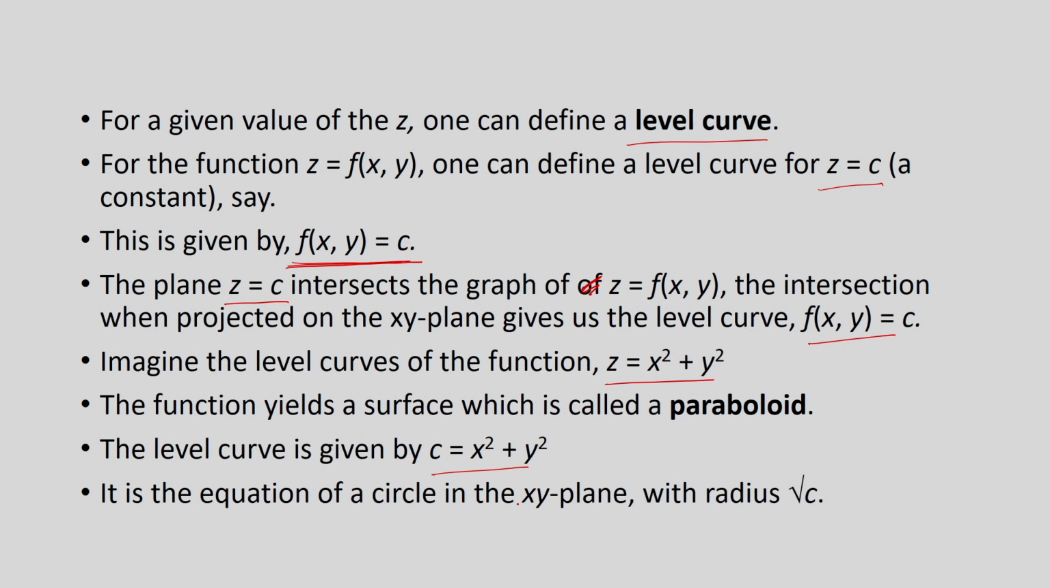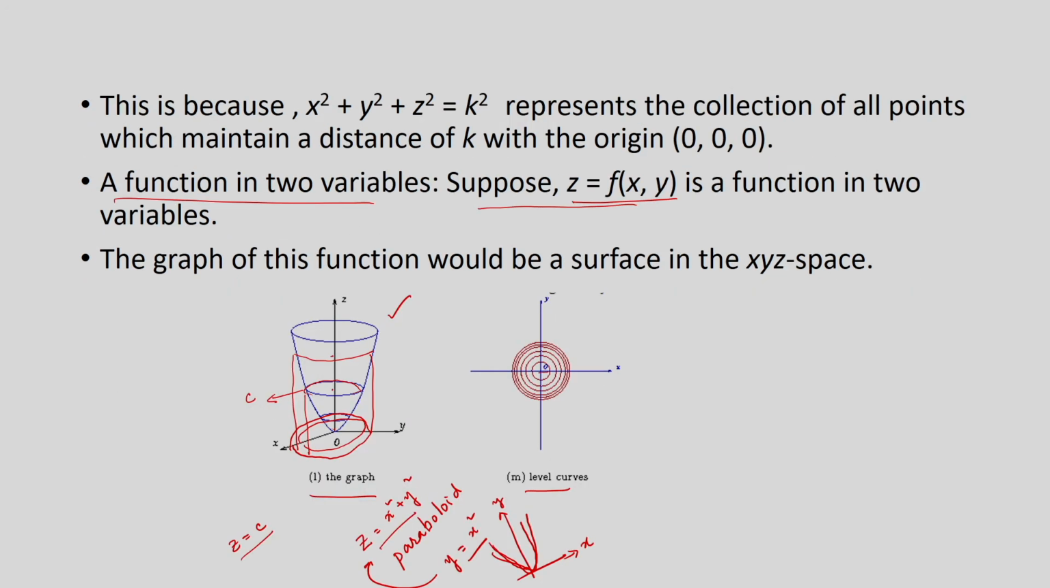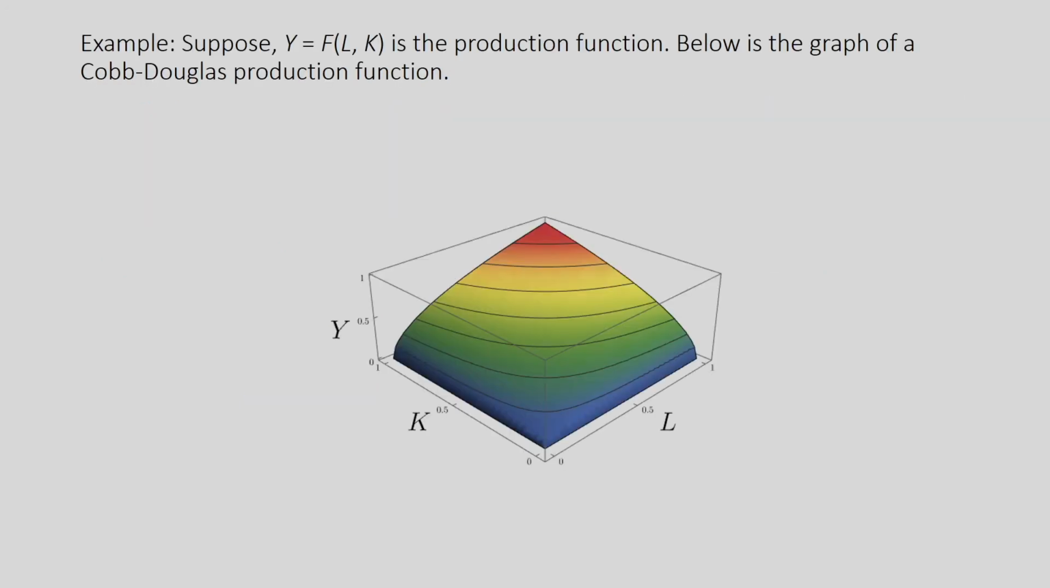And what is the radius? The radius is root over c. As c is rising, you have different sorts of level curves. This was a general discussion about level curves. Now, we come to particular discussion in economics. So, here you have y is equal to f of L, k. Remember, this is the general form of a production function of 2 independent variables, labor and capital.